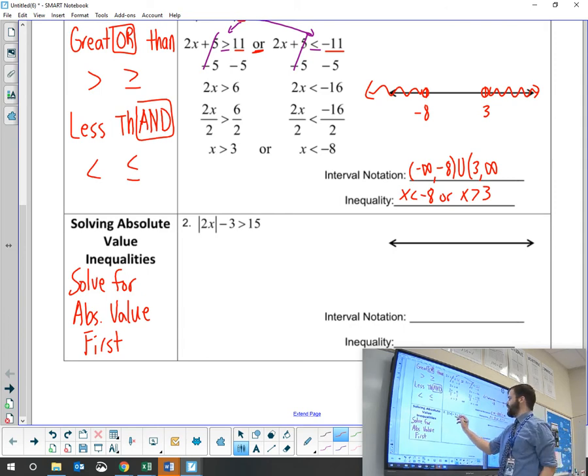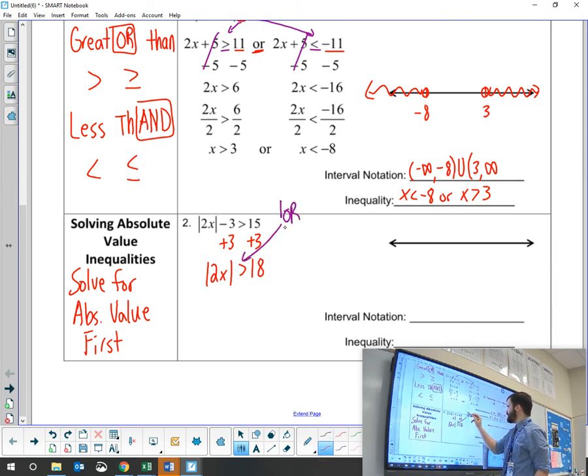So to do that, I'm going to add 3 to this side, add 3 to this side. I'm going to get the absolute value of 2x is greater than 18. This is where we split it up, okay? We're going to go, well, first off, it's a greater than sign, so this is an or, right? This is an or, so it's going to be split apart.